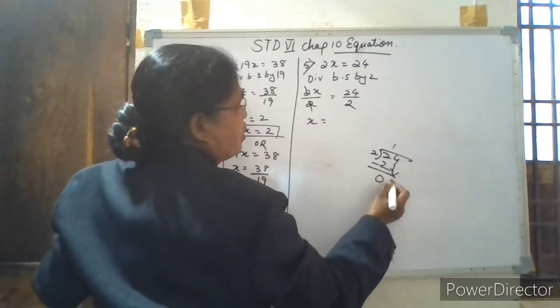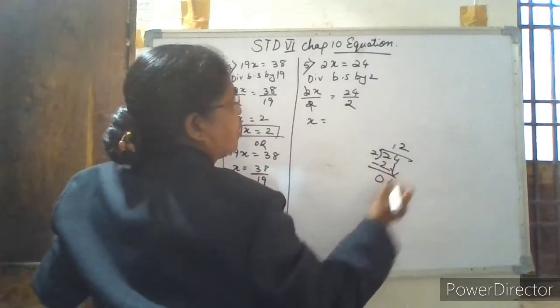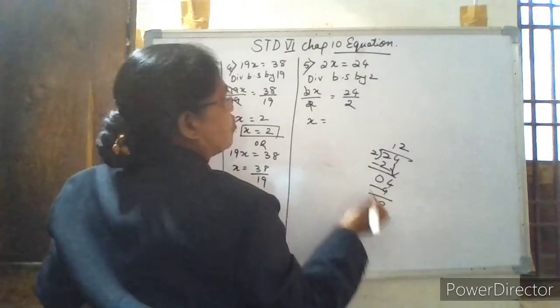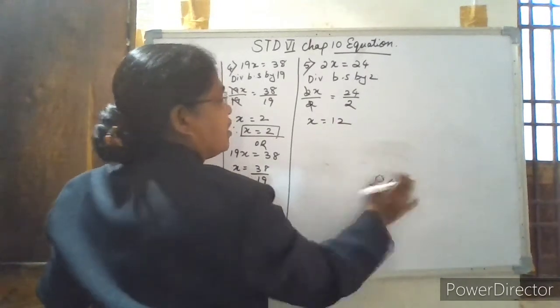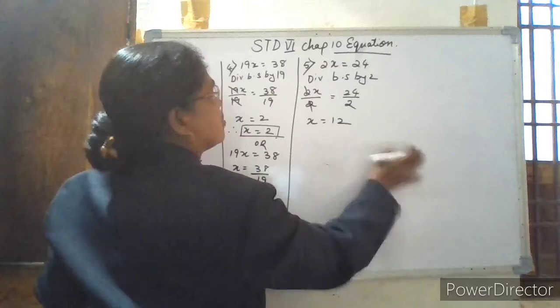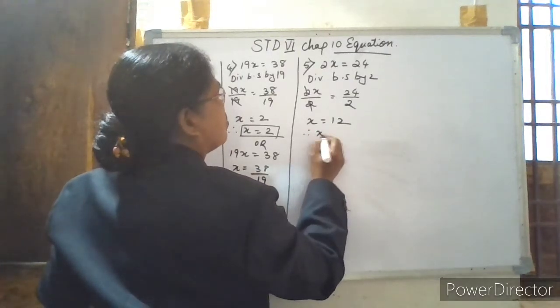Bring down 4. Then 2 twos are 4, minus, 0. So therefore the answer is 12. Divide and write the answer. Therefore, x is equal to 12.